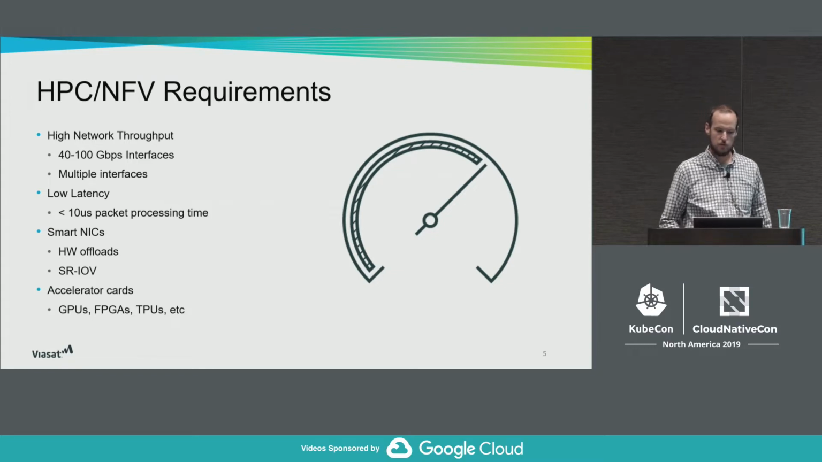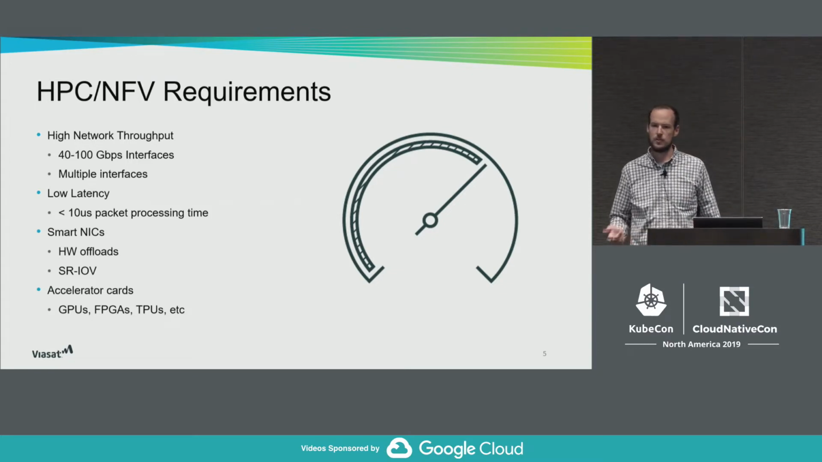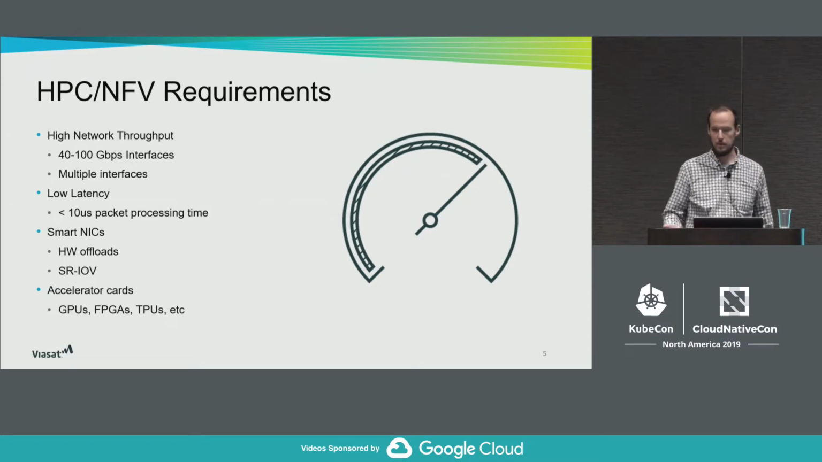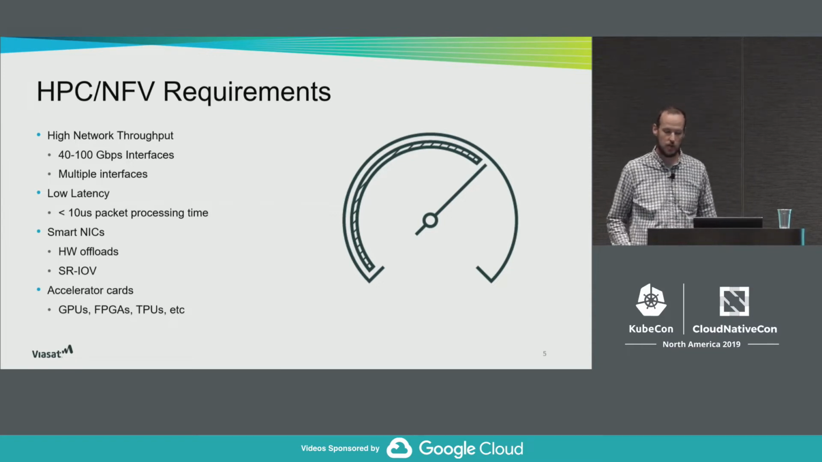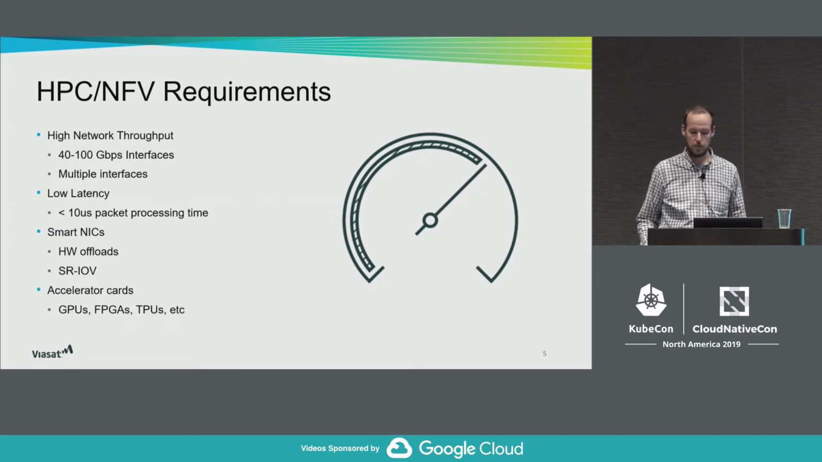And to get those numbers, we usually use SmartNICs. They have hardware offloads like checksum offloads and tunneling. Some of them have encryption and compression. And then last, there are the accelerator cards. GPUs are probably the most common for Kubernetes because they have first-class support now. But you could have FPGAs, TPUs in the Google Compute, or any other type of accelerator card you can imagine.